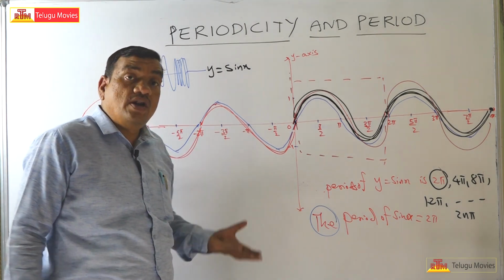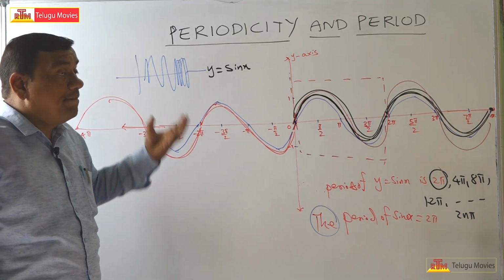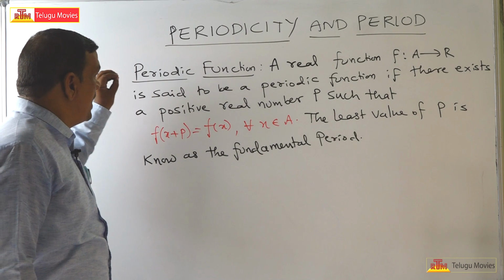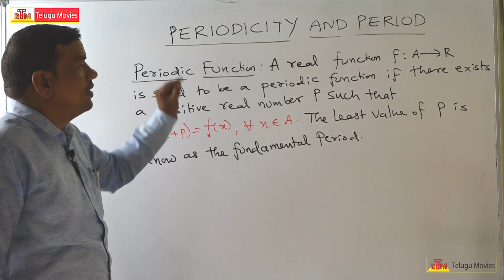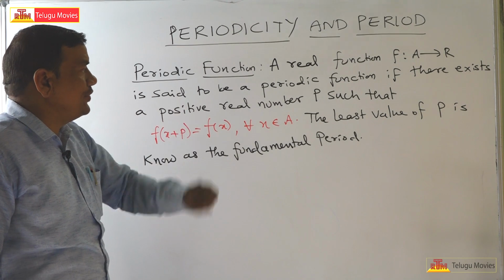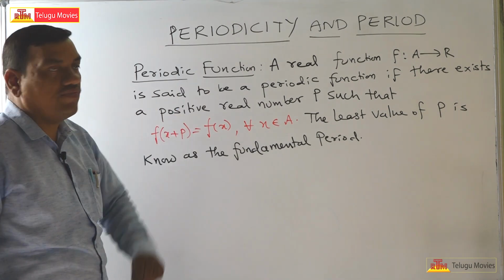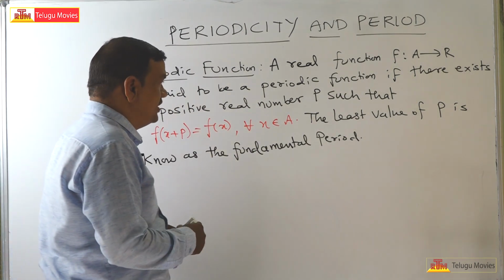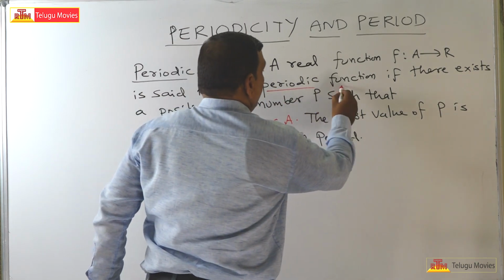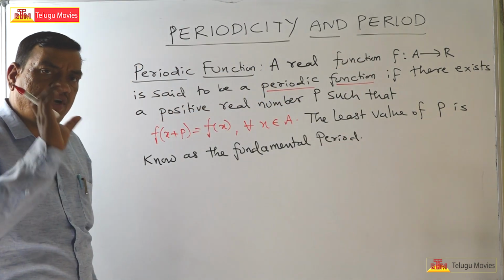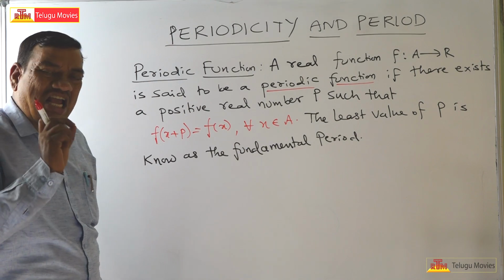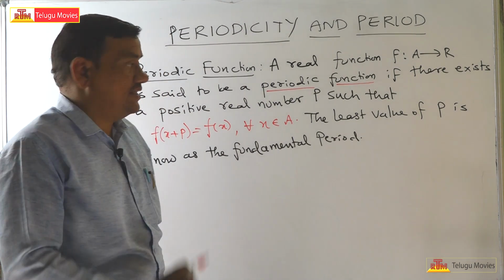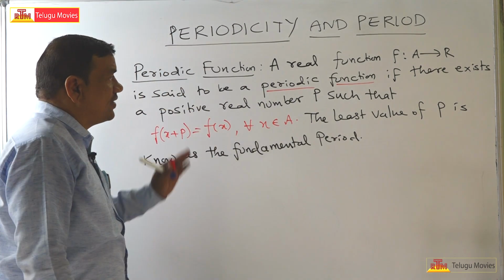Understand? So now let us see the definition of periodicity of a function. Welcome to the definition of a periodic function. A real function f from A to R is said to be a periodic function. Every definition, each and every word must be carefully observed. Learn this: a real function f from A to R.